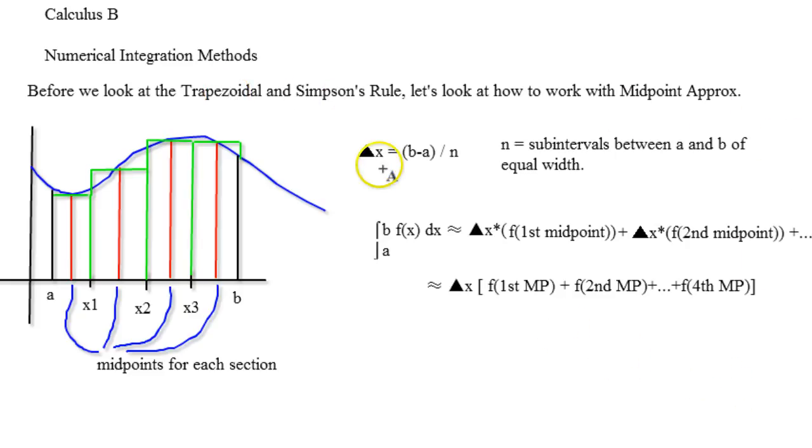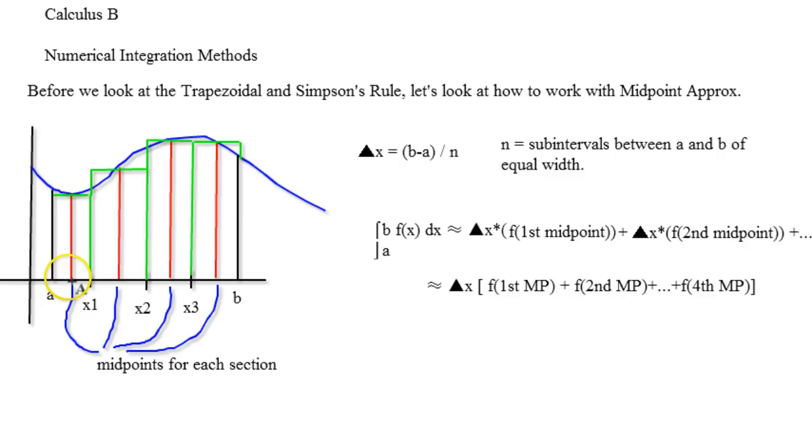Okay, so what you do first is you find delta x, which would be the widths here. We talked about that last time. How do we find delta x? Well, you take b minus a, and then you divide that by n, which is the number of subintervals between a and b of equal width. So you just pick how many. In this case, we picked 4, so we would be dividing this by 4. That will give delta x.